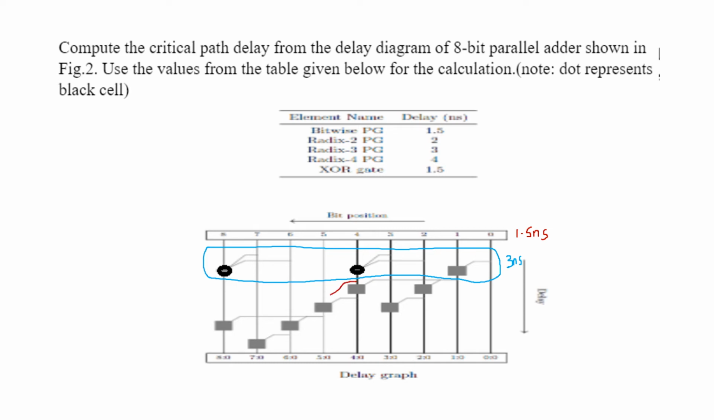So it has 1, 2, 3, 4 AOs. That is 4 radix 2 PG cells. So each radix 2 PG cell has a delay of 2 nanoseconds. Therefore, 4 radix 2 PG cells will have a delay of 8 nanoseconds. Plus, the next delay is due to the XOR gate. So this will be 1.5 nanoseconds again. So totally it will be 14 nanoseconds delay. So that is the delay that is required to get the sum at this point.